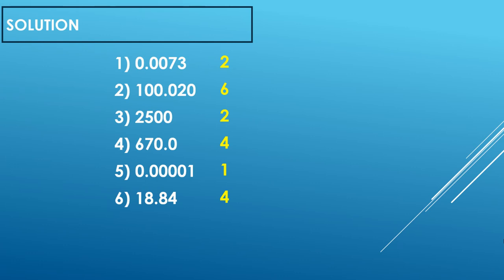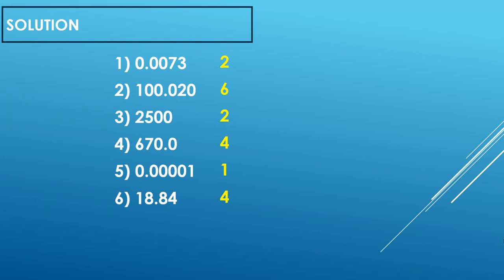Number 3, we have trailing zeros, but no decimal point. So only the 2 and 5 are significant. Number 4, we have trailing zeros with a decimal point. So both of those zeros are significant. So we have 4 total significant figures.